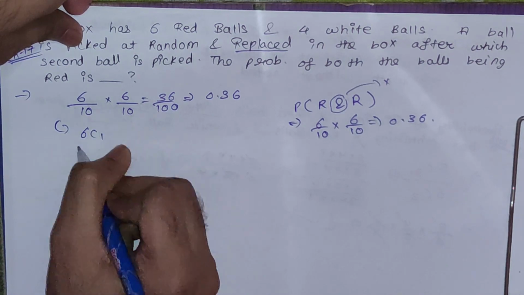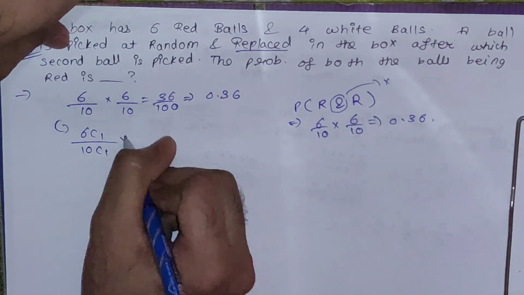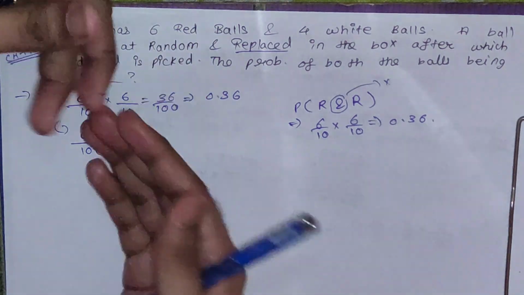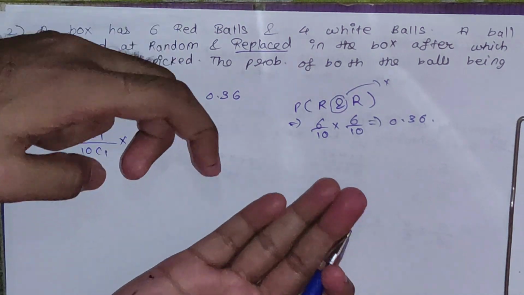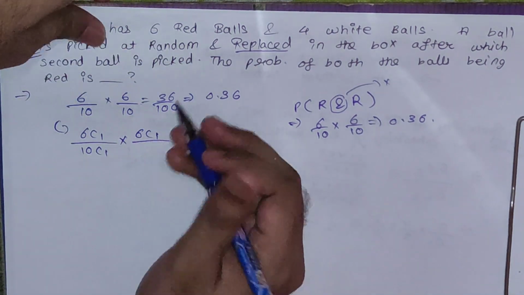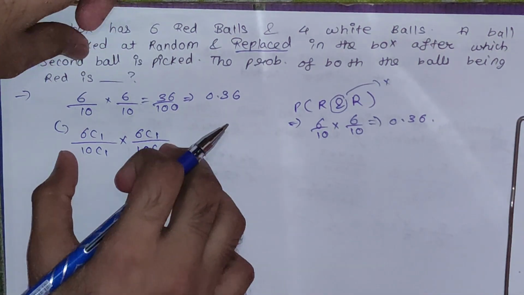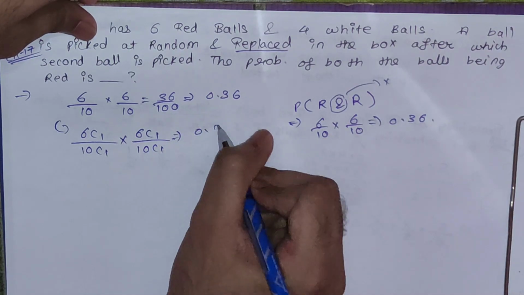Okay, so 6C1 upon one ball from 10 balls. So 10C1 into one ball from 6 balls, since the balls in the bag remain the same. Okay, so we will have 6C1, basically one ball picked from 6 red balls upon one ball picked from the total number of balls. You can see both this formula as well as this tactic give the same answer. So the answer will be 0.36.